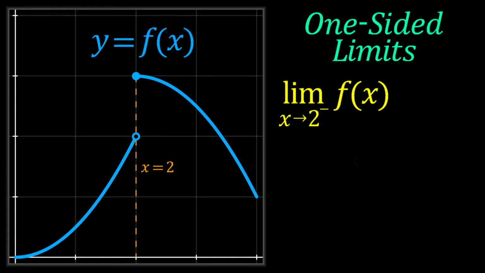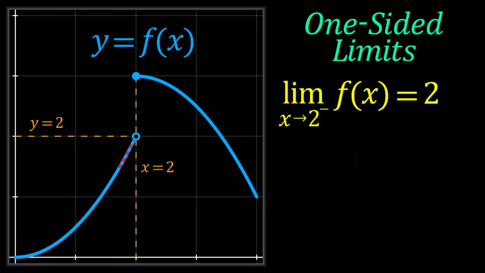As for taking the limit, it's as simple as regular limits. We just look at what happens as x gets closer and closer to 2, but this time only from the left side. As you can see, the function approaches y equals 2. Thus, that's our limit value, a simple 2.